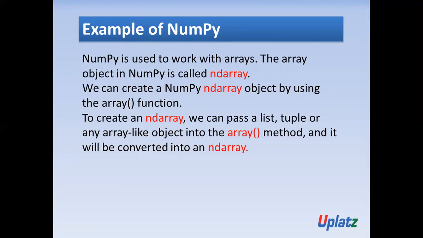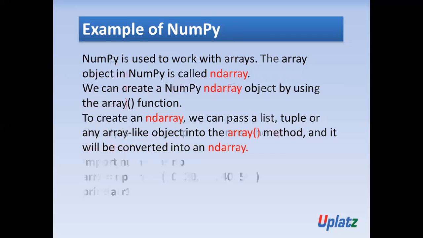Are you getting it? The array object in NumPy is called ndarray. We can create a NumPy ndarray object with the help of the array function. To create an ndarray, we pass a list, tuple, or any array-like object into the array method, and it will be converted into the ndarray. Got it?